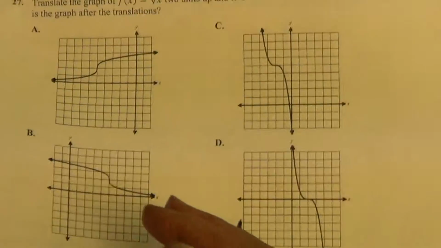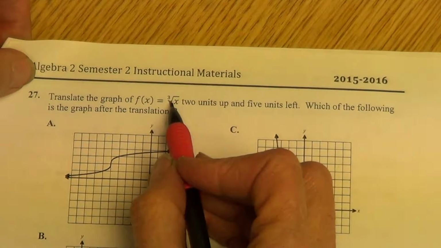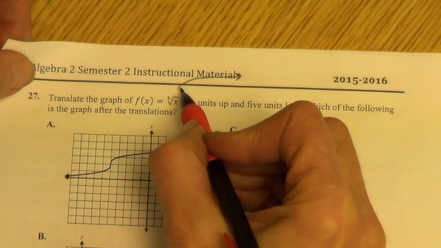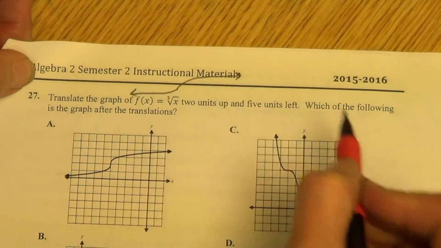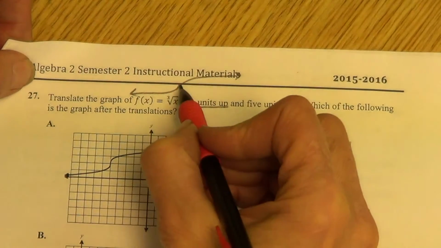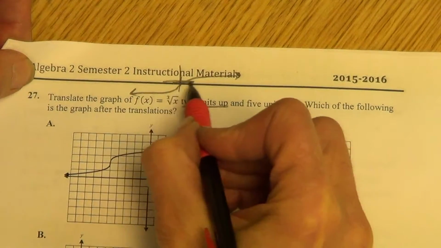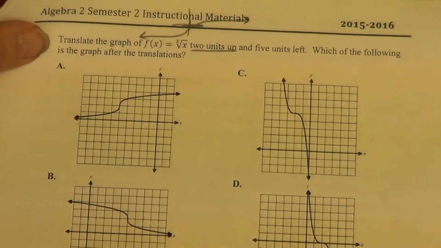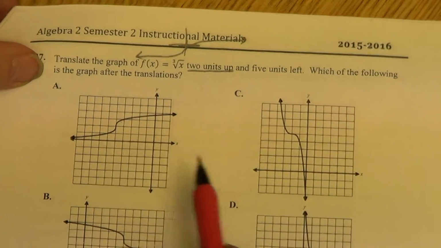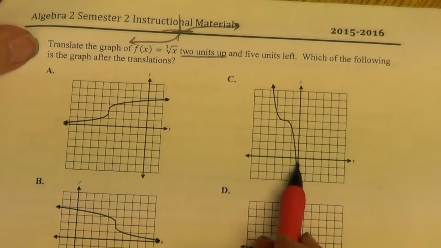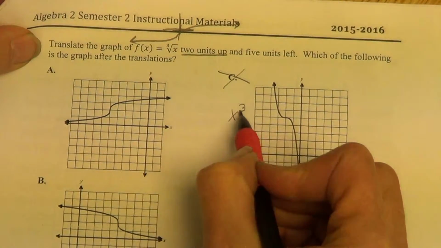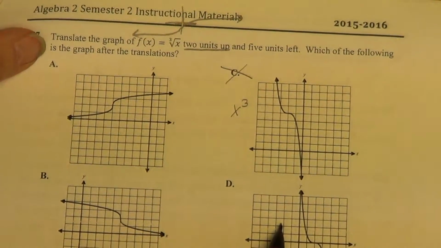Over to the next one. Translate the graph for this cube root. Now remember, cube root looks like the square root going that way, and then it comes this way. Now it's going to be 2 units up. Remember, this would be on the origin. So let's go down to our graphs first thing. This one is the right shape, going like that. So that one is still in. This one is completely wrong. It is a cube function. Back in Algebra 2-1 you had that.